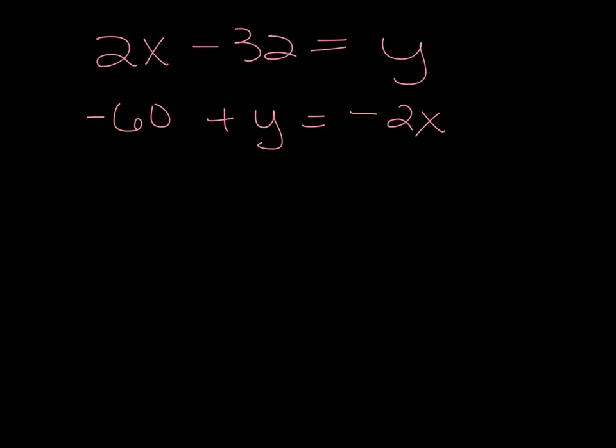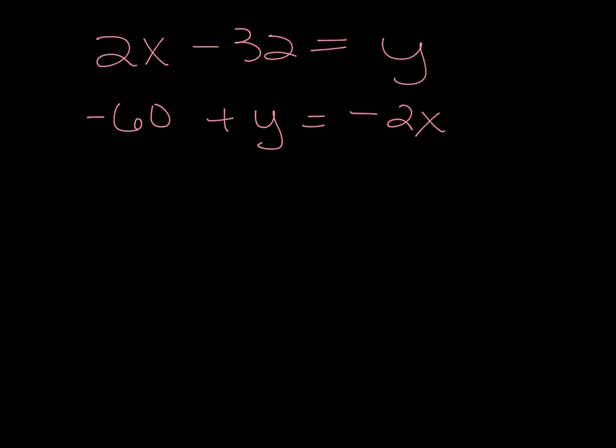Okay, here's problem number 3. 2x minus 32 equals y, and negative 60 plus y equals negative 2x. Well, first of all, this one is not set up for elimination at all because my x's and my y's and my constant are not lined up whatsoever. Now, if I really was given the opportunity to use whatever method I want, whether graphing, substitution, or elimination, this problem is actually set up for substitution because y equals 2x minus 32.